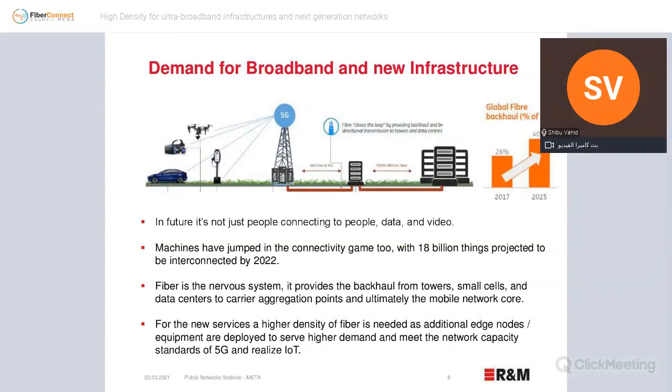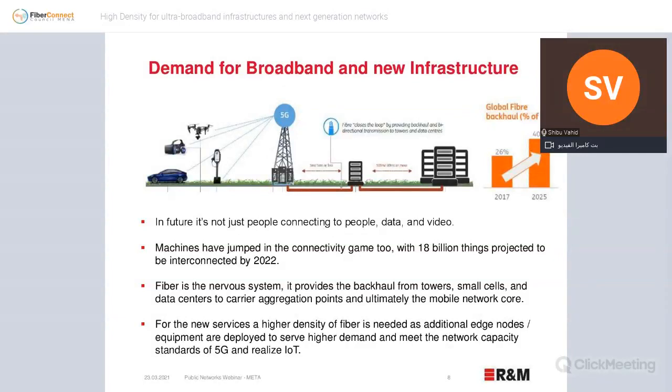Now, what it means for these applications is the demand of the fiber is increasing day by day, as well as the broadband connectivity is increasing day by day, and hence there is a new infrastructure requirement in the industry. So what we are talking about is we already know that now there is no more communication between the people, but the devices are communicating with each other. The machines have jumped into this communication world, and the fiber has become the main nervous system, which carries the information from one point to another, and which is really critical for decision-making process for killer applications, including the autonomous vehicles and so on. So for these new services, a high density of fiber is needed.